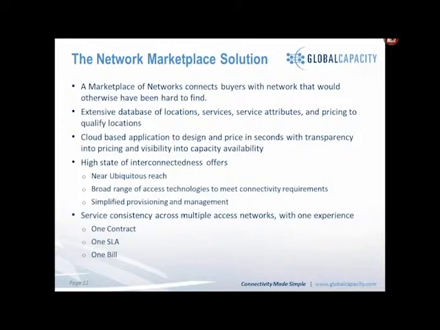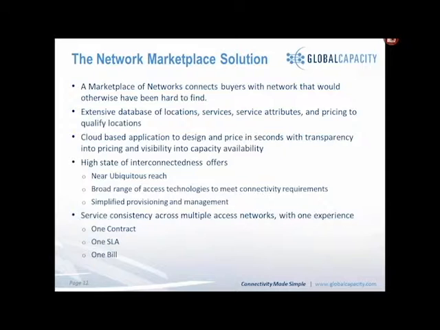So that network marketplace solution, it's a marketplace of networks, as we talked about, that connects buyers with the network that would otherwise be hard to find. You know, some network is easy to find, others are not. Depends on where your locations are and where those businesses are.